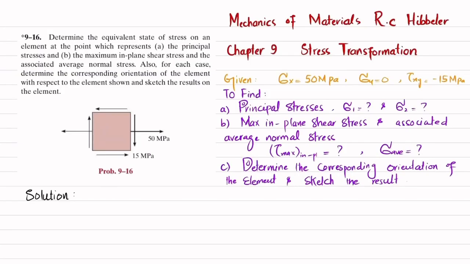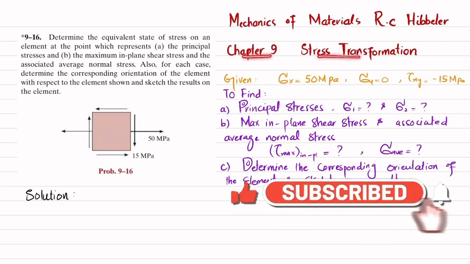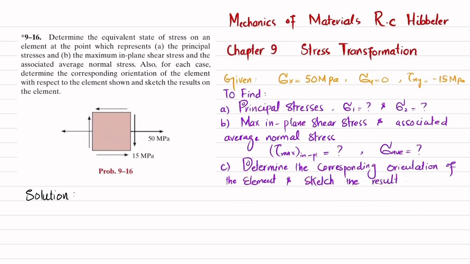Welcome back. Problem 9-16. This problem is taken from chapter number 9, that is stress transformation, and book name is Mechanics of Material by R.C. Hibbeler. So statement is determine the equivalent state of stress on element at the point which represent the principal stresses, maximum in-plane shear stress and associated average normal stress.